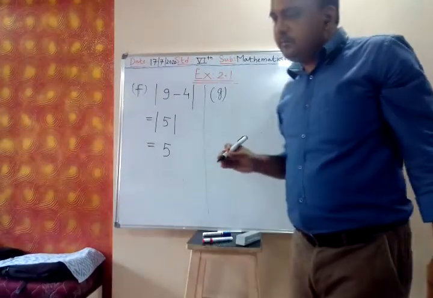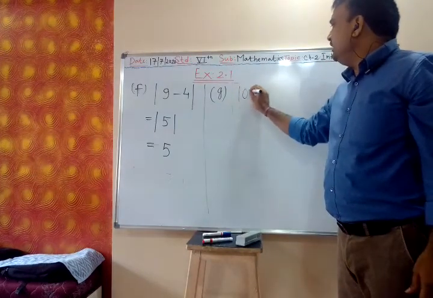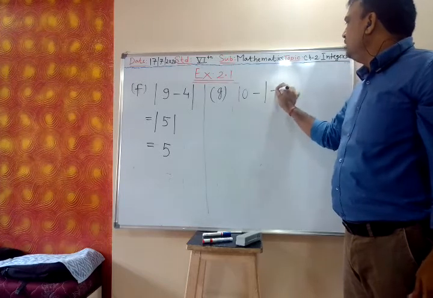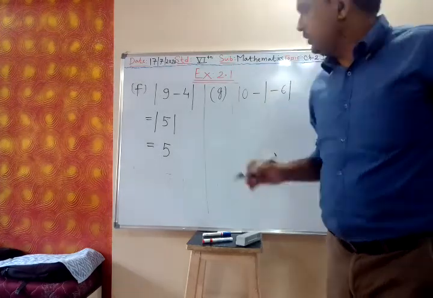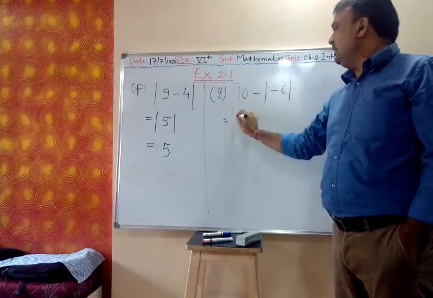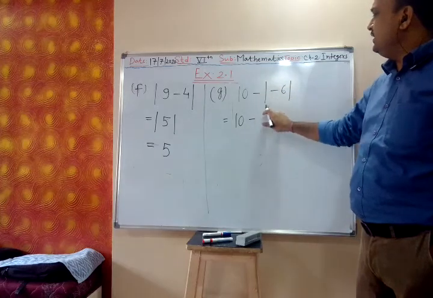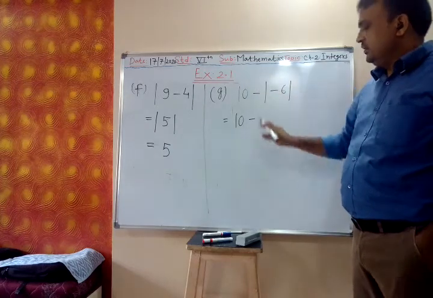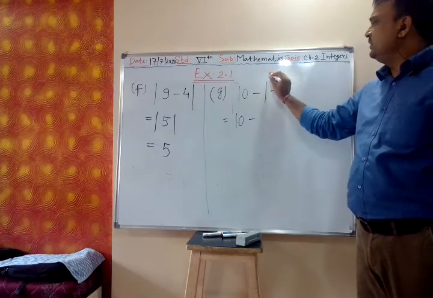Now G, we write 10 minus the absolute value of minus 6. So this we write, 10 minus, as it is. What is the absolute value of minus 6? This part we simplify. 10 minus we write as it is.